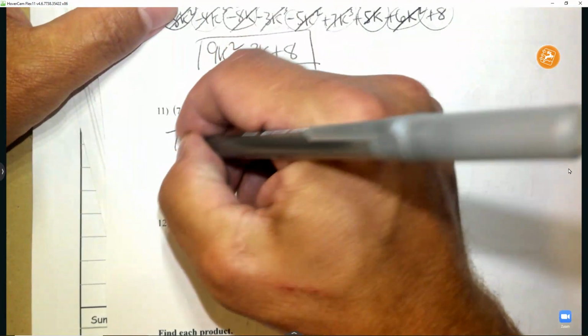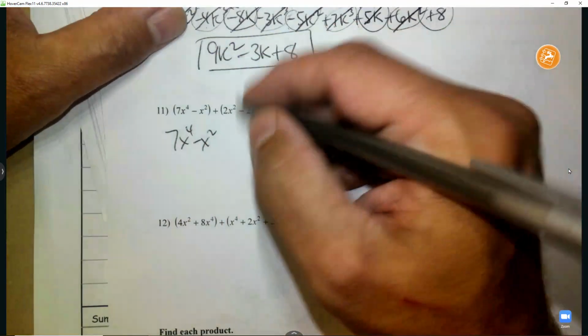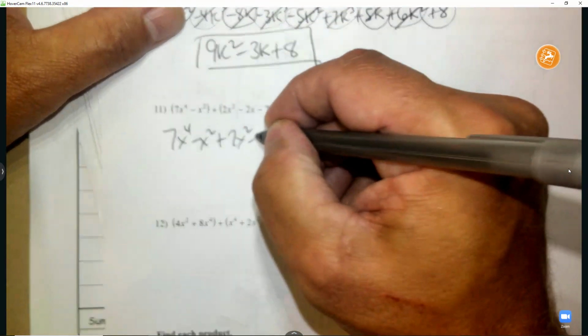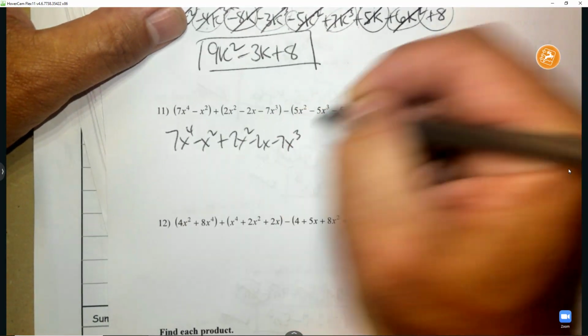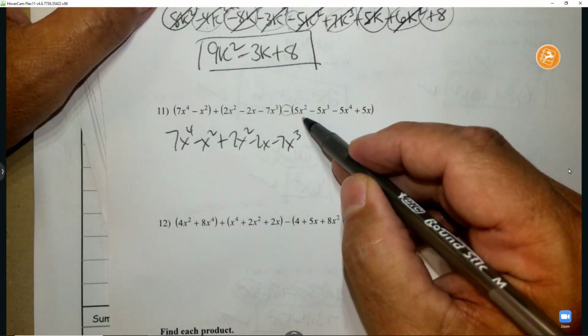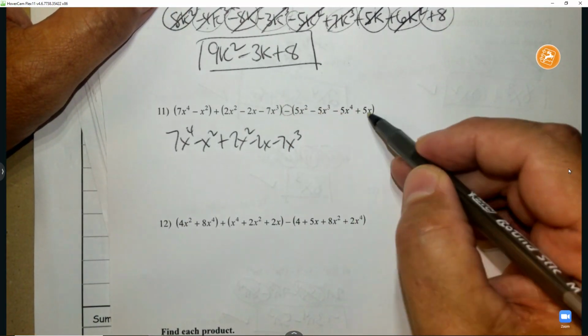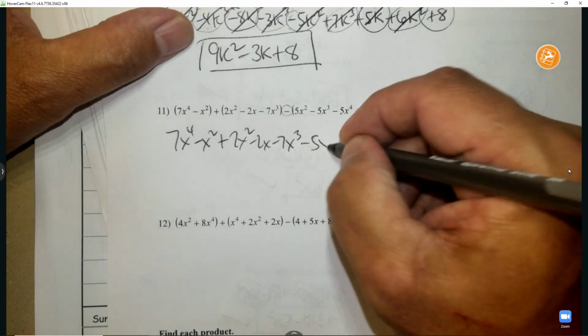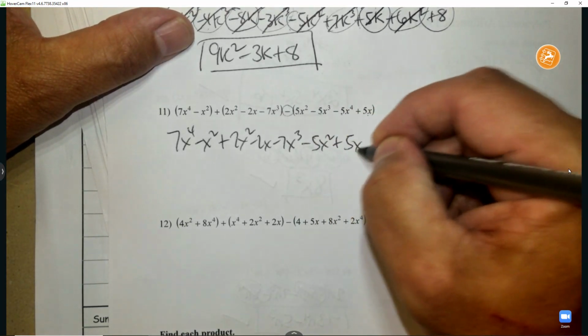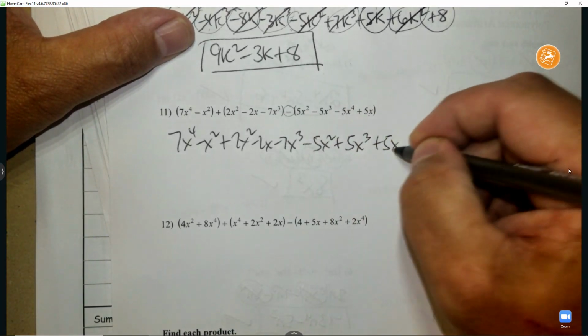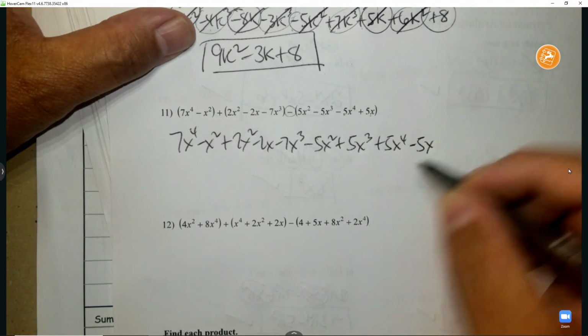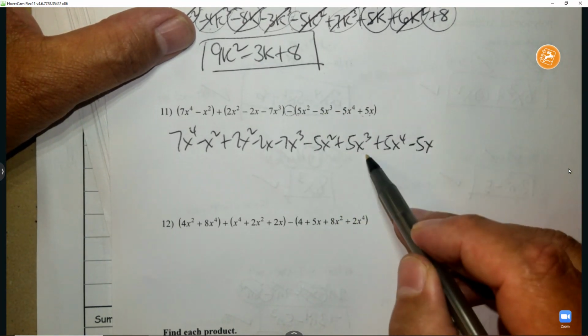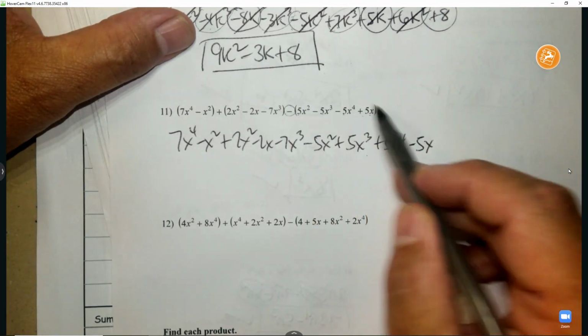All right, 2 more. So we're going to copy. Again, plus means we're going to copy. Now, the subtract sign means it's going to change the sign of everything that follows. So, negative 5x squared plus 5x cubed plus 5x to the 4th minus 5x. So you notice how every sign changed. That's what the subtract sign does when you distribute.